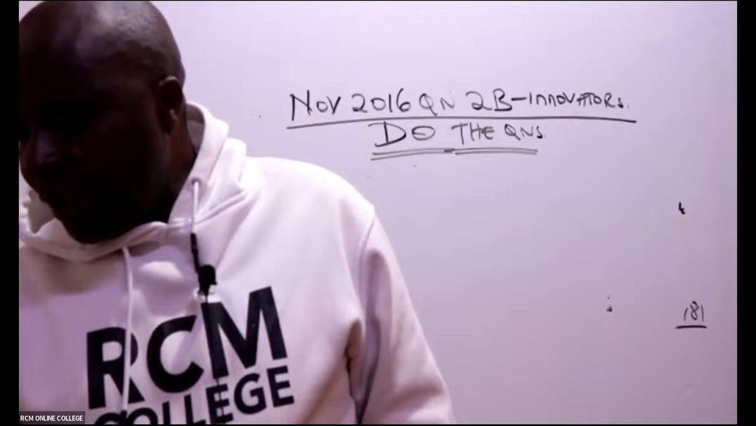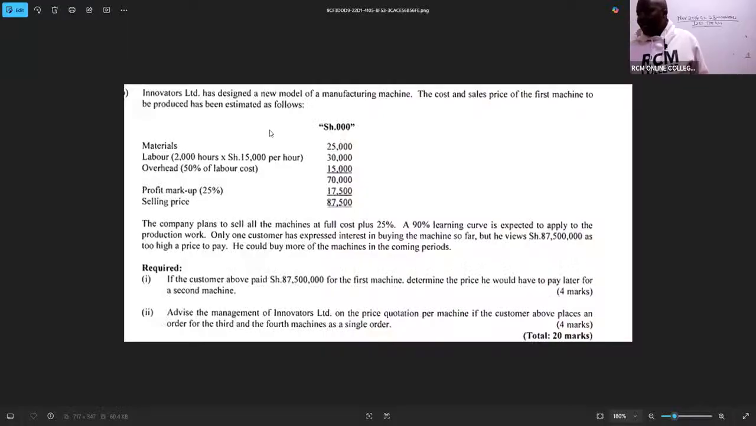All right. So, ladies and gentlemen, what we are told here is that Innovators Limited has designed a new model of a manufacturing machine. The cost and sales price of the first machine to be produced has been estimated as follows. They're giving us information for A, because A is about the first unit produced. You can see materials, labor, overheads. We can see profit markup, selling price. The company plans to sell all the machines at full cost plus 25%.